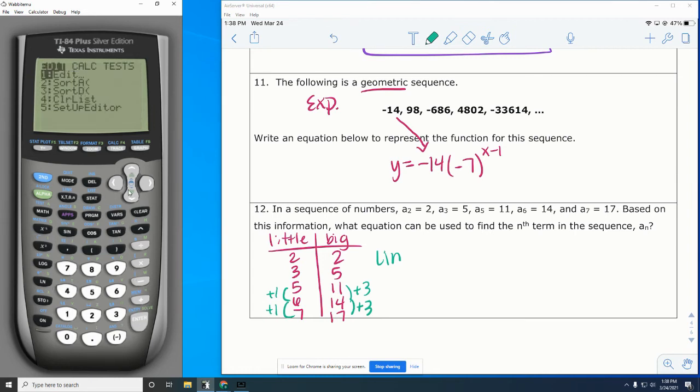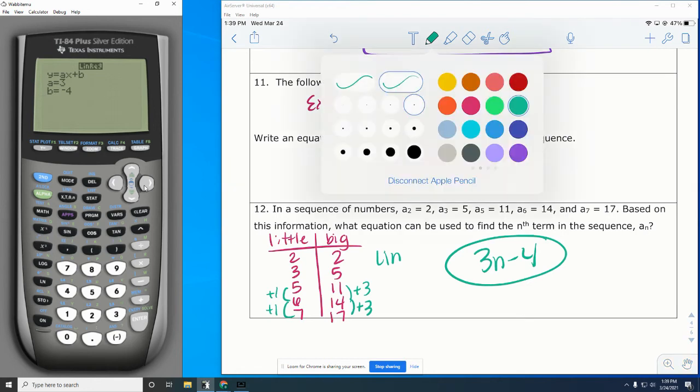So for number 12, I'm going to go stat calc 4. It is linear, so I could use 3n minus 4 or 3x minus 4 either way. Remember, x's and n's are interchangeable.